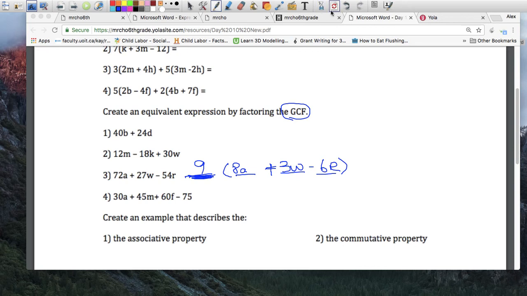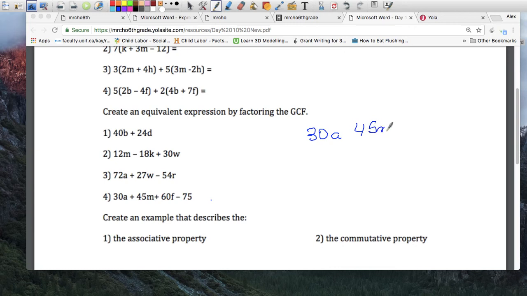Last one. So again, let's do that without doing the ladder method. Now, you know what, actually, I think we should do the ladder method. 30, 45M, 60F, 75, only because this way you're guaranteed not to miss it. Because you might think that a particular number is the biggest number, it might actually not be because there's something bigger. So 30, 45, 60, and 75.